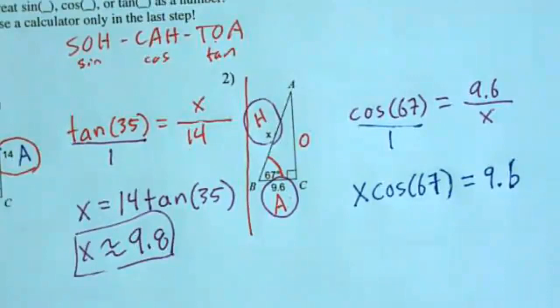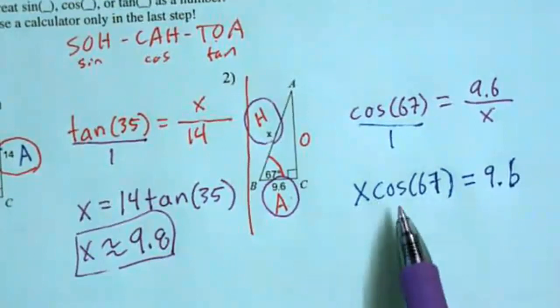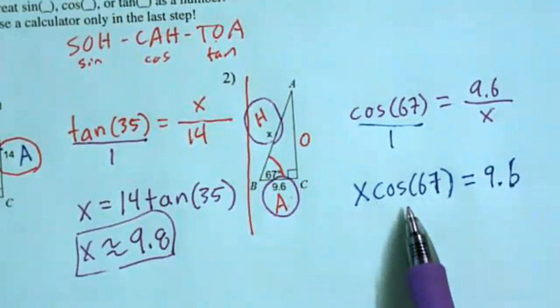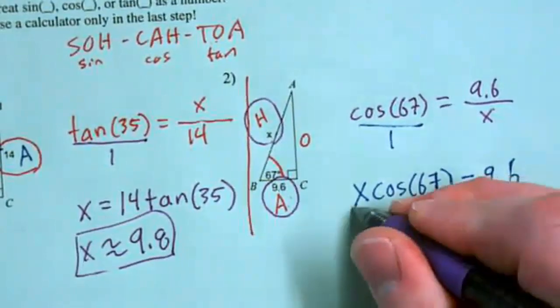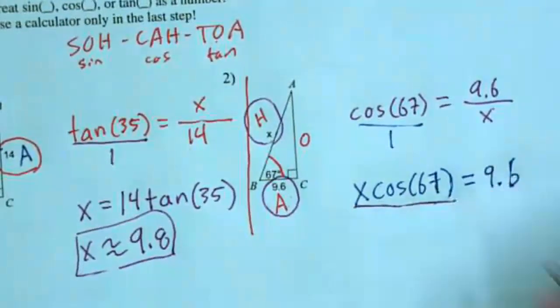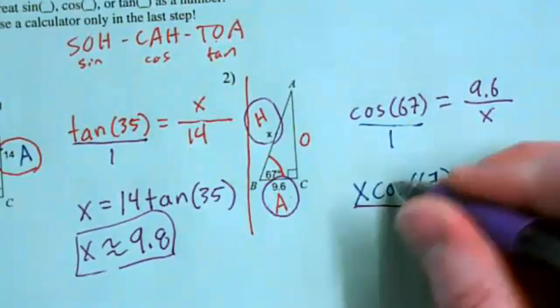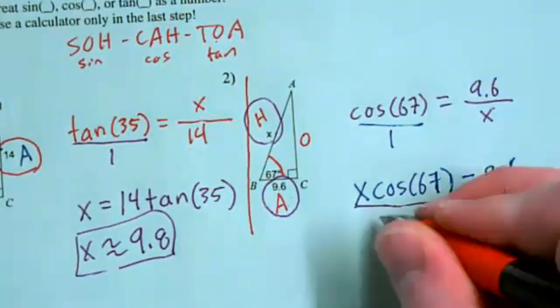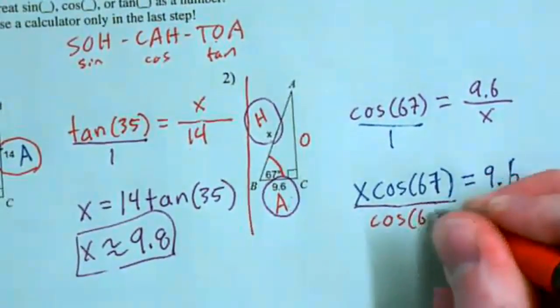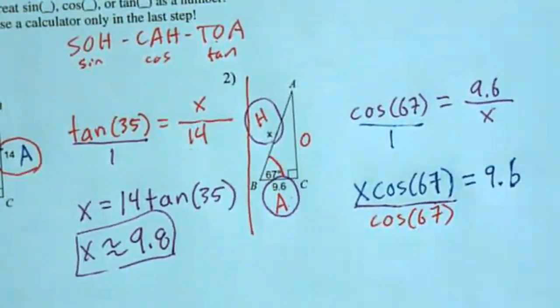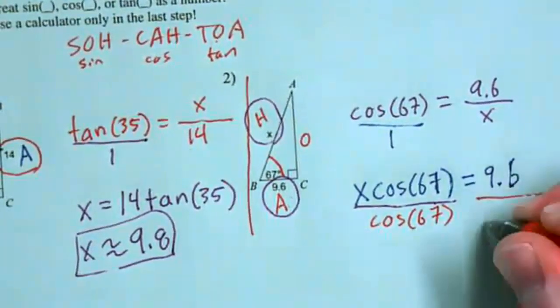Let me give you a hint. X is multiplying by the cosine of 67. So what's the opposite of multiplying by something? You were right the first time. We're going to divide on both sides by the thing we're trying to get rid of. I'm going to divide by the cosine of 67. It's going to look a little bit messy, but that's all right. You're going to get used to it.